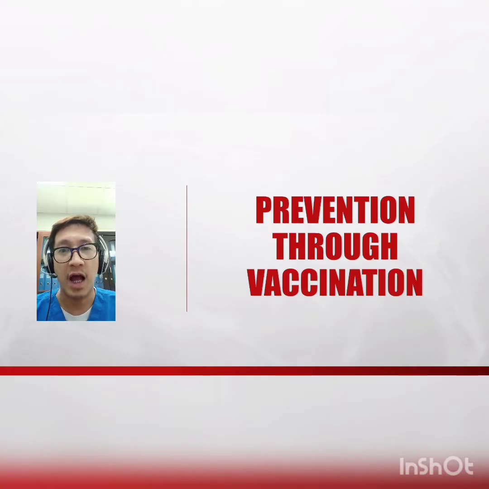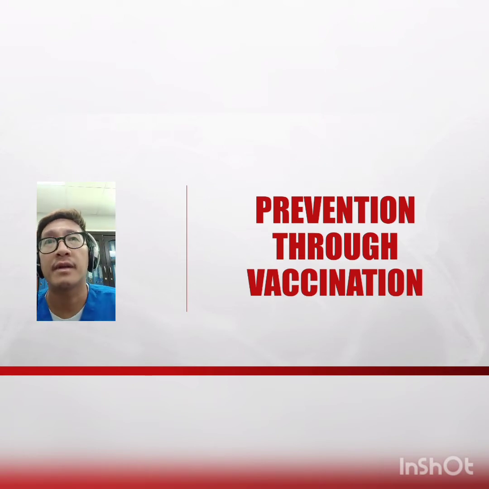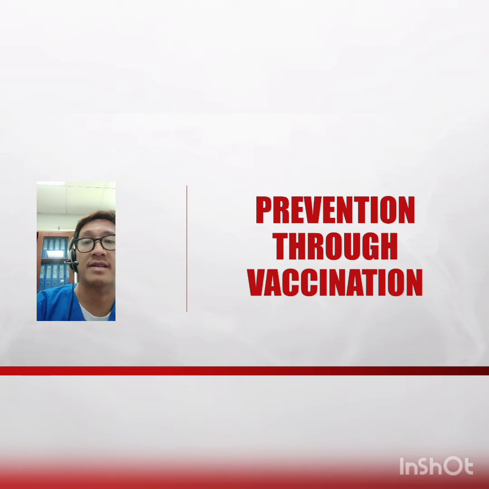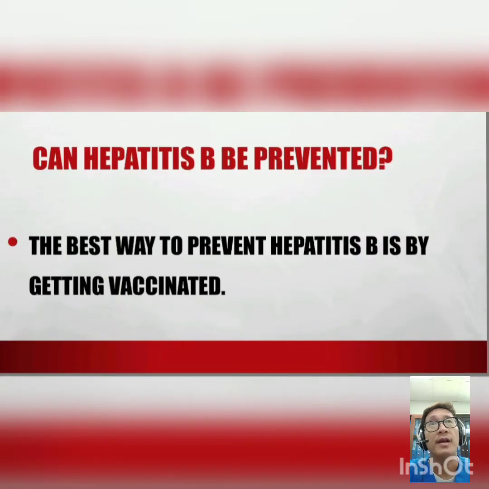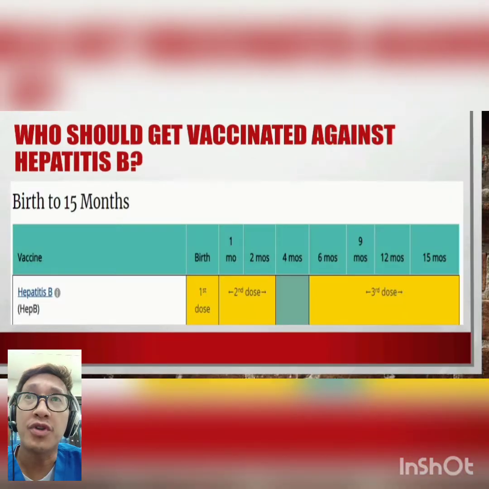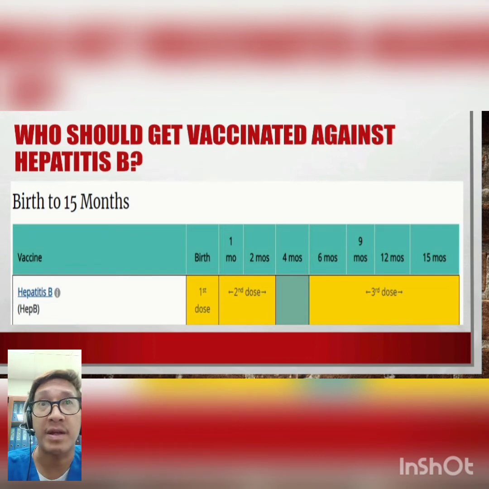Let's go now on how are we going to prevent hepatitis B virus. The best way to prevent hepatitis B is by getting vaccinated. Remember, your hepatitis B vaccine is safe and effective. You need to get all shots in the series to be fully protected or immune.